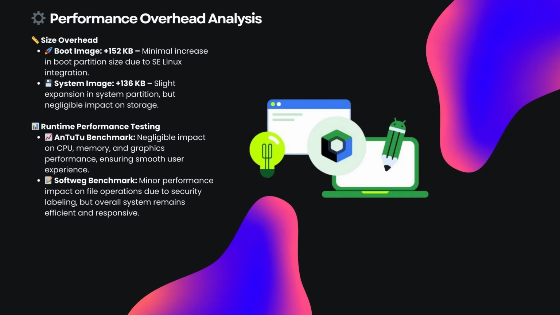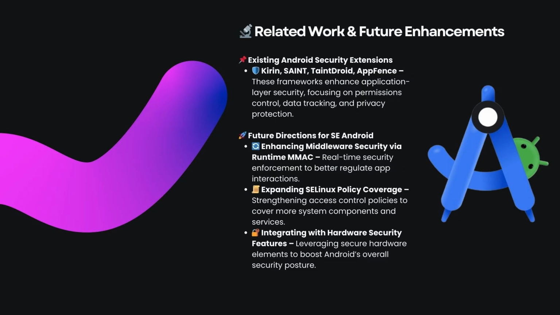Let's now take a look at related work in Android security and the potential future enhancements for SE Android. There are several security frameworks that enhance Android security. Kirin focuses on permission and access control to prevent app vulnerabilities. Saint aims at privacy protection and data tracking to enhance user security. TaintDroid tracks data flow between apps to prevent sensitive information leaks. AppFence protects against app vulnerabilities and unauthorized access to user data.